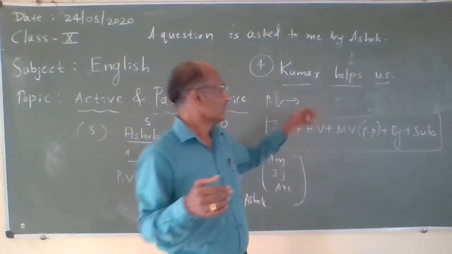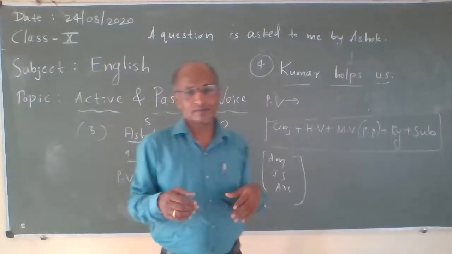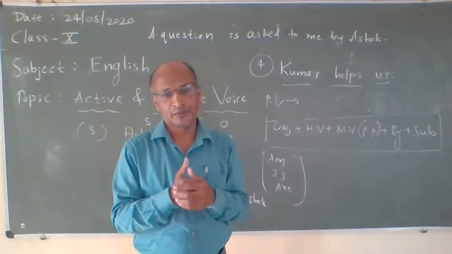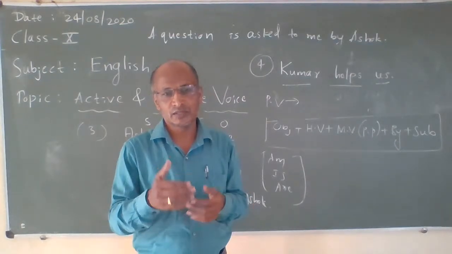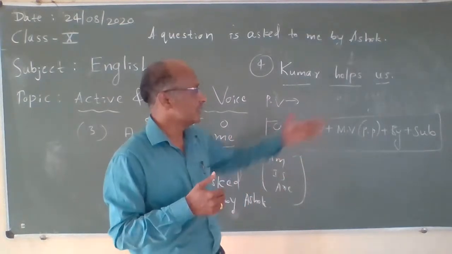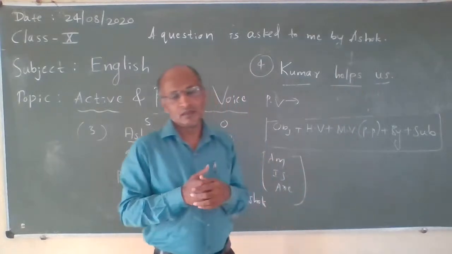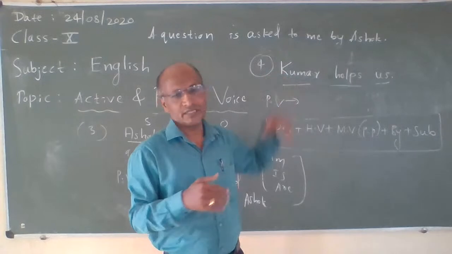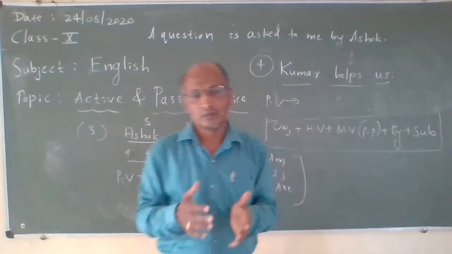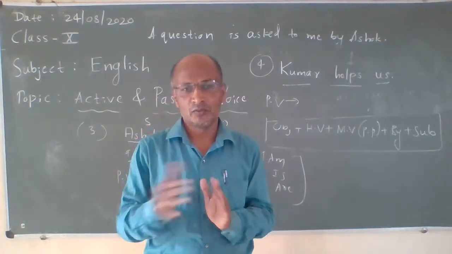Kumar helps us. Let us change from active to passive. We should take the first object. Here the object is us. The main verb is helps. The subject is Kumar. Now let us change from active to passive.